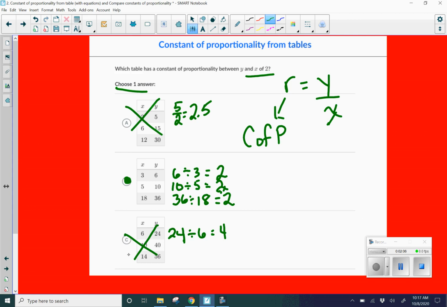So where we say the constant of proportionality needs to be the same for all data points, well, 3, 6 would be a data point, 5, 10 would be a data point, let's put our commas in, and 18, 36 would be a data point. So in this case, we did get a constant of proportionality or a unit rate of 2 for all three of those data points. Let's try another one.